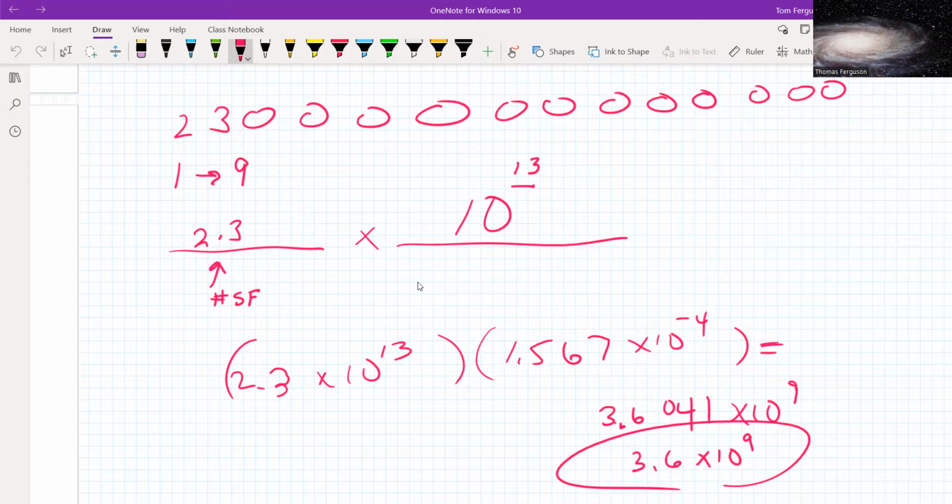Now, some departments say if it's even, we kick it up, and if it's odd, we kick it down. We don't do that here. If it's 5, we always bring it up. It depends what school you're at, and if you're in the math department, they sometimes do it differently than in chemistry.